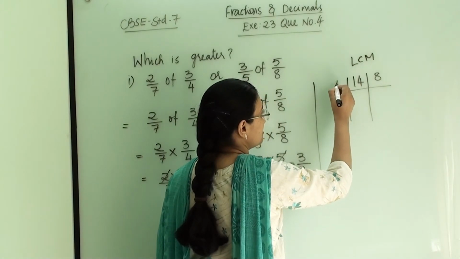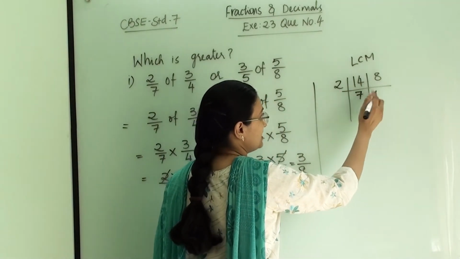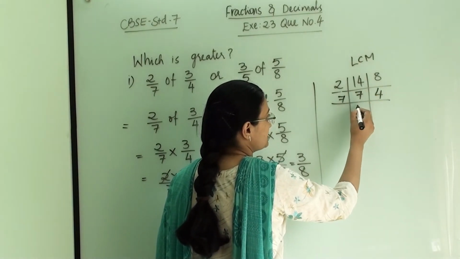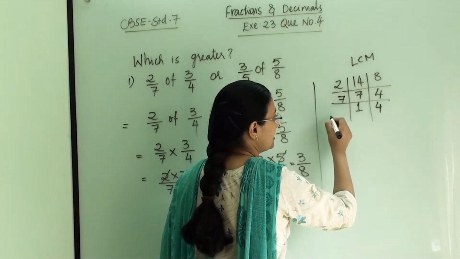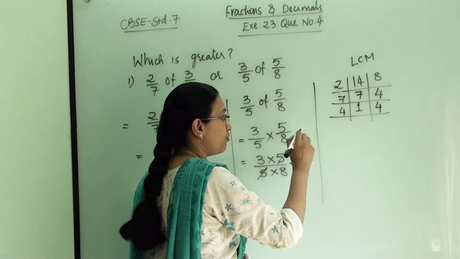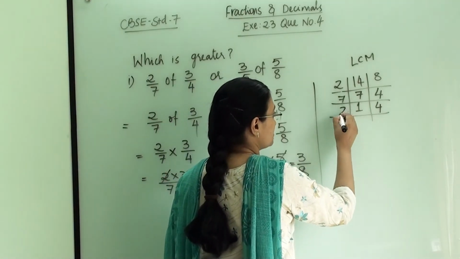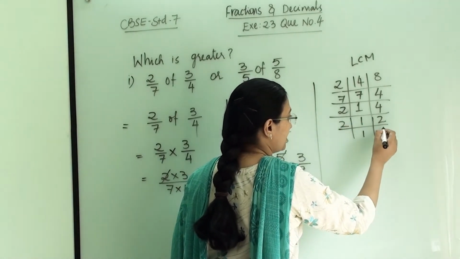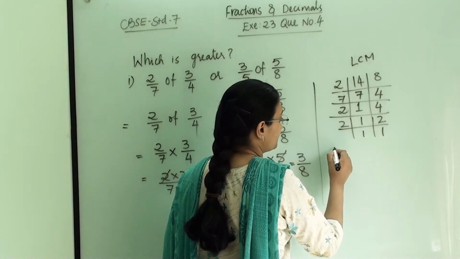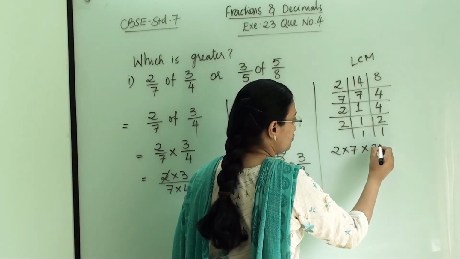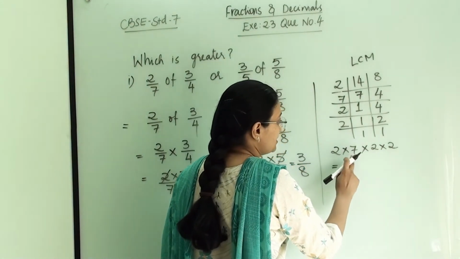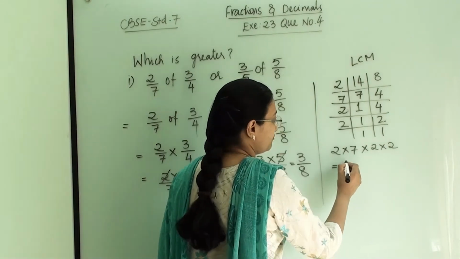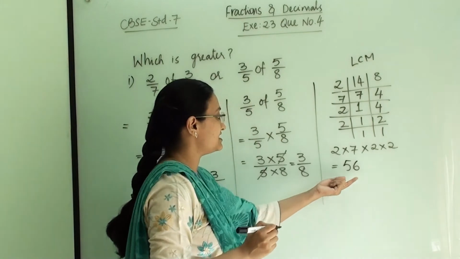So here we will get 2. So 7 2s are 14 and here we will get 4. So again we will take 7 because it is a prime number. So 1, and then the remaining is 4. Here I can take 4 also, or we will just write 2. So 2, 1, 2, again 2 we will take and we will get 1, 1. So our LCM will be 2 into 7 into 2 into 2. So the answer is 2 7s are 14, 14 2s are 28, 28 2s are 56. So 56 is our LCM.